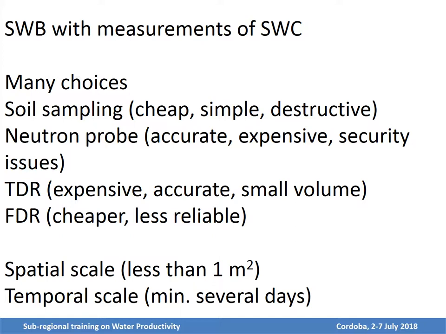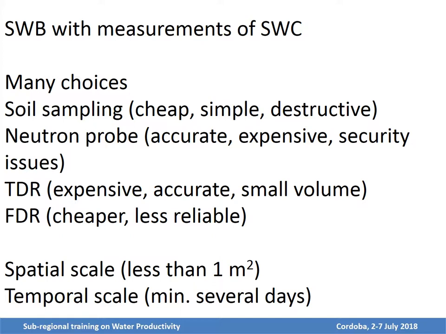The TDR measures the dielectric constant of the soil, which is related to soil water content. It is rather expensive and very accurate, but the main disadvantage is that it can only detect a small volume around the probes. The FDR also measures the dielectric constant of the soil. It is cheaper, but it is also less reliable. Those methods that determine the dielectric constant of the soil have an important problem, which is that they are affected by salinity. So under saline conditions, the data will not be accurate. And in general, the main disadvantage of those electronic devices is that the volume of soil detected is very small, only a few centimeters around the probes.